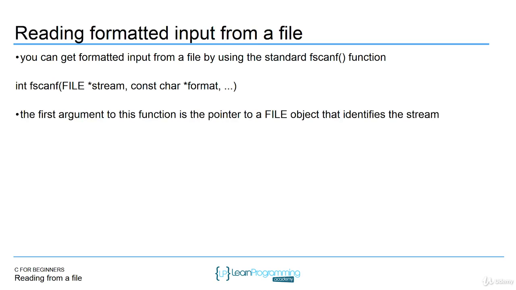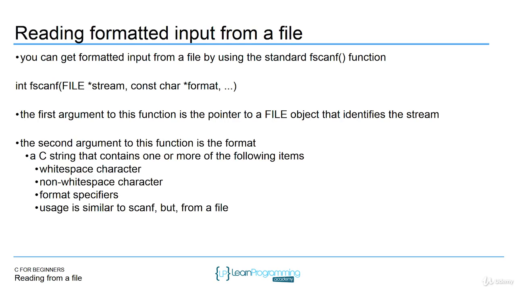space character. So the first argument to the fscanf function is a pointer to a file object that identifies the stream. We have to know what file we're reading from. The second argument to the function is the format. This is a C string that contains one or more of the following items: white space characters, non-white space characters, format specifiers. The usage is the same as scanf and printf, but instead it's from a file.